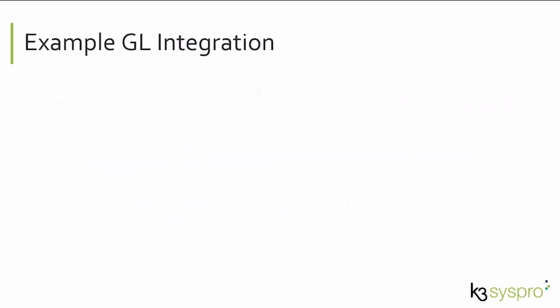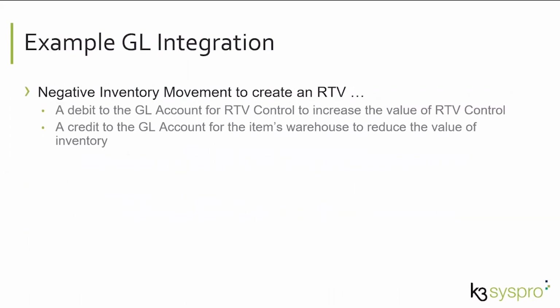Financial control is a key aspect of the RTV process, so we can look at some example general ledger integrations that the RTV process will facilitate. Negative inventory movement to create an RTV. This will generate a debit to the GL account for RTV control to increase the value of the RTV control, and generate a credit to the GL account for the items warehouse to reduce the value of inventory.